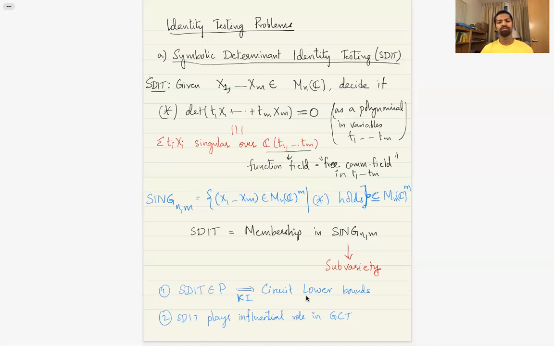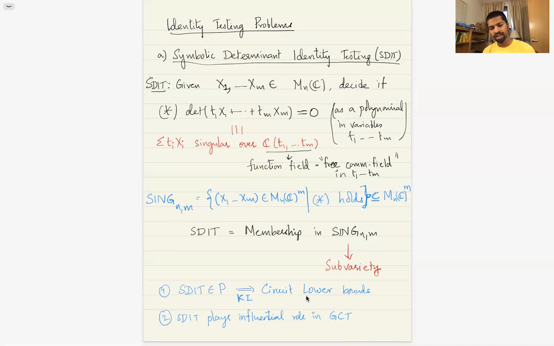That's a randomized algorithm, but trying to de-randomize this algorithm is a really hard challenge. Even in special cases, it's quite difficult. Now, another reason to study SDIT is that it plays an influential role in the subject of geometric complexity theory that's recently become quite popular.